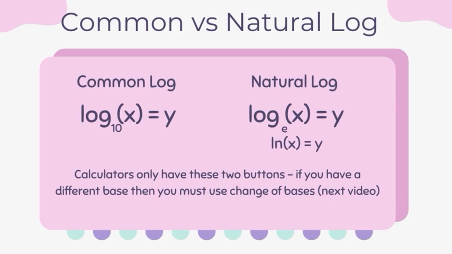Also, there are two logarithms that are most commonly used, which are common log and natural log. Common log is when the logarithm has a base of 10, which is shown on the left with log base 10 of x equals y. Natural log is when the base of the logarithm is e. So log base e of x is always written as ln of x. Calculators only have these two buttons, so you can't have something like log base 2 of 8. The calculator won't have the buttons for you to put that in. Then you have to use a formula called change of base, which will be in the next video.